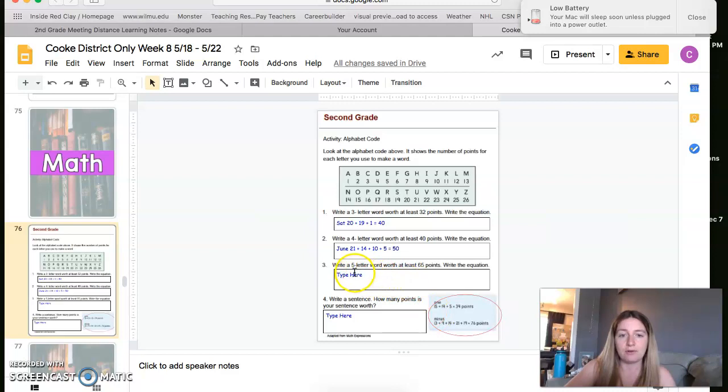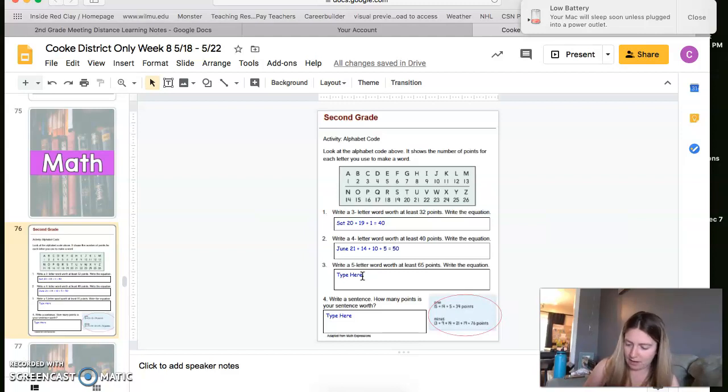So try number 3 by making a 5-letter word. Okay, could be like Cook, our school name, C-O-O-K-E, and see if it's worth 65 points. Or think of your own word. And then number 4, you have to write a whole sentence and see how much it's worth. So the longer your sentence, the more numbers you're going to add. So you might want to keep your sentence short, like, I like to run, and then add all of that up. So if I did that short sentence, let me write it.